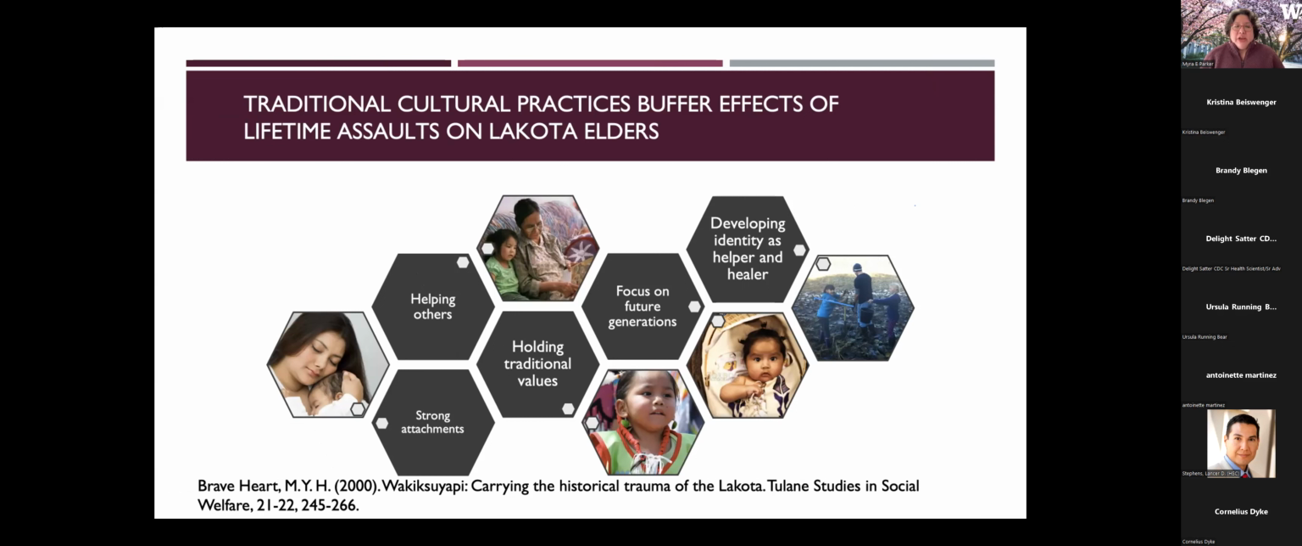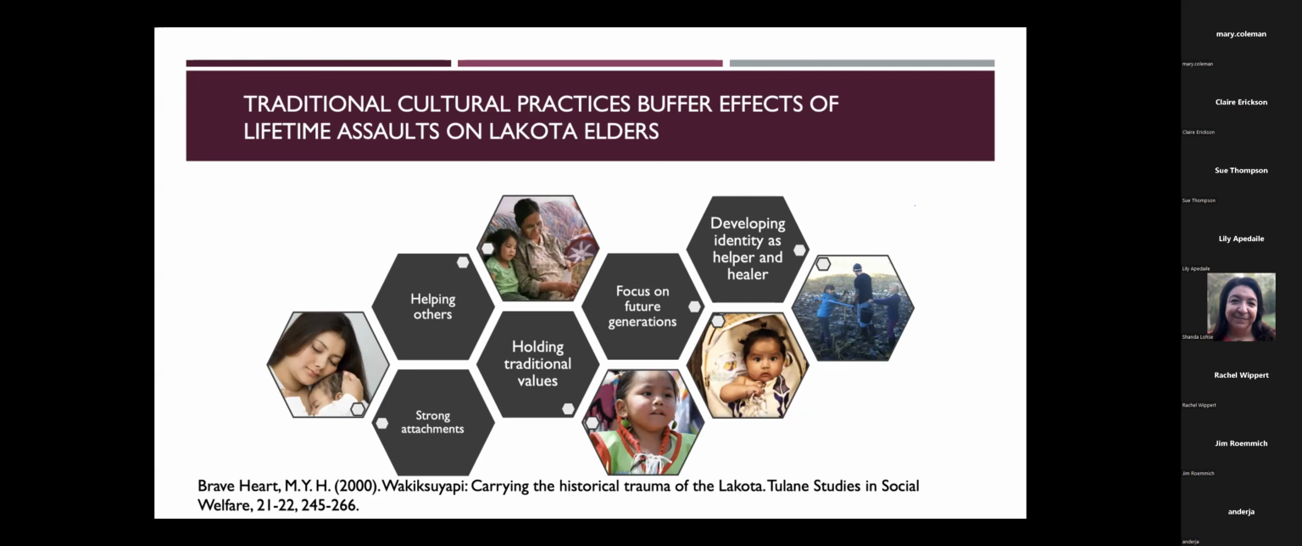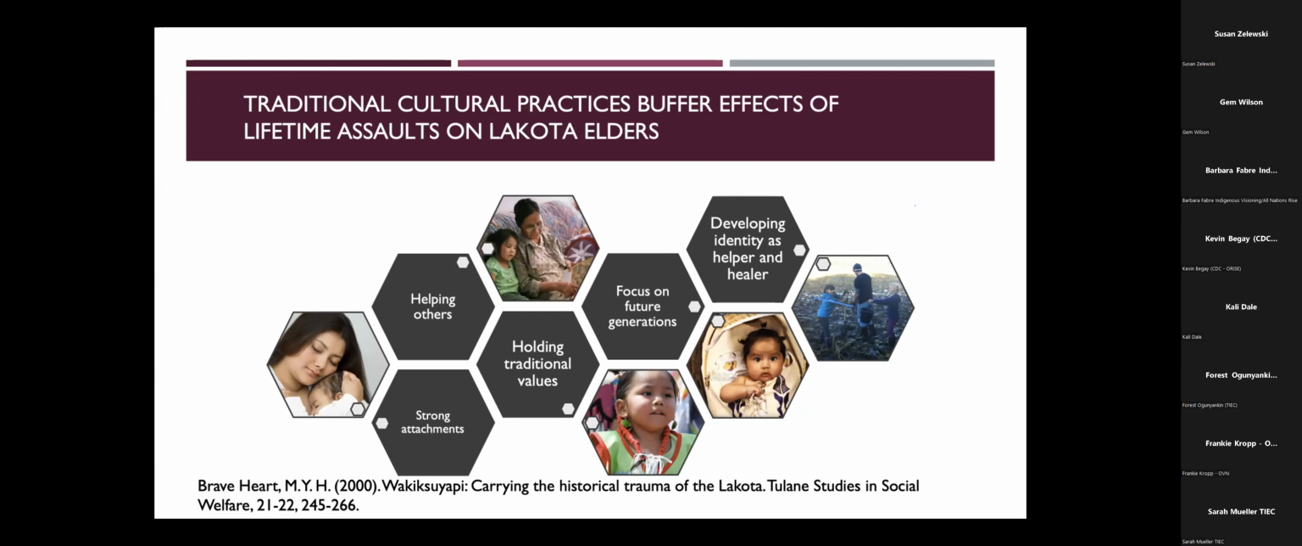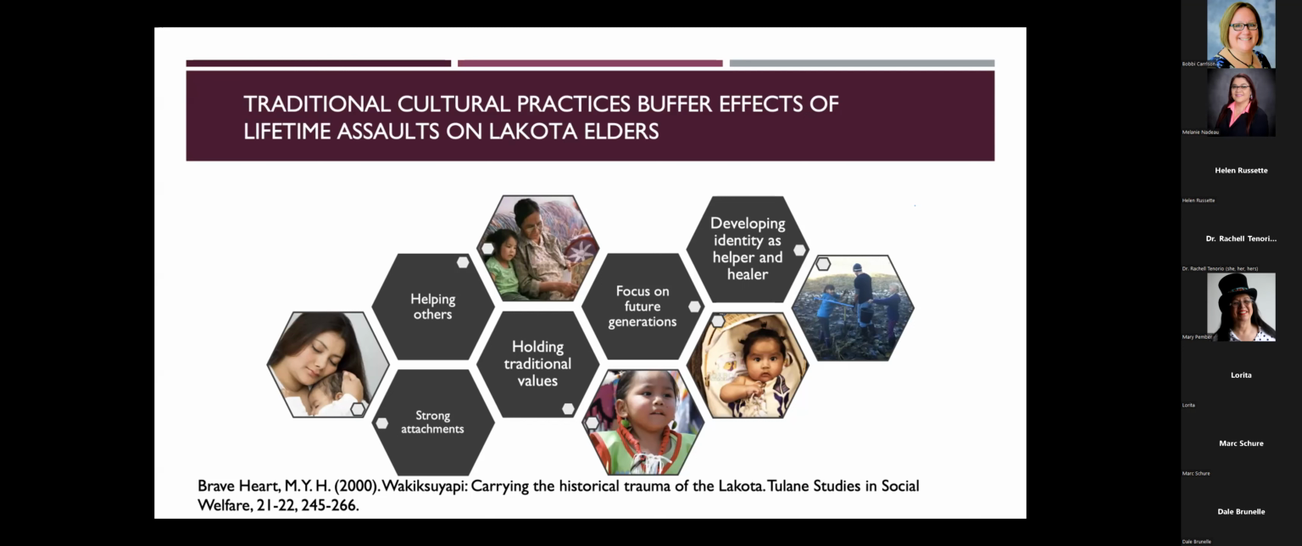And they found in the study that ways to support them included finding ways to help them help others, and also to support attachment across multiple relationships across the community, to reaffirm and help support those traditional values that are so important within this particular community, and also to focus on future generations and to help identify elders' identity as a helper and a healer.